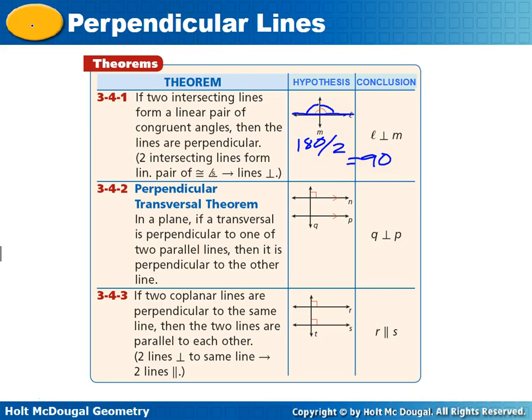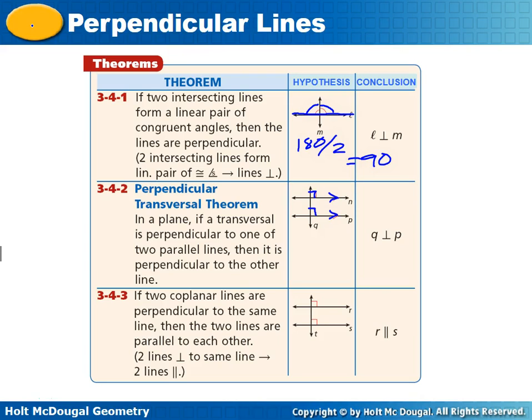The second one down here, the perpendicular transversal. So on this one, notice we see that the lines are parallel. And we have a right angle here. So if there's a right angle there, there has to be a right angle here because those are corresponding angles. And so that tells us then that all of those angles in there are right angles, and that line Q is perpendicular with line P.